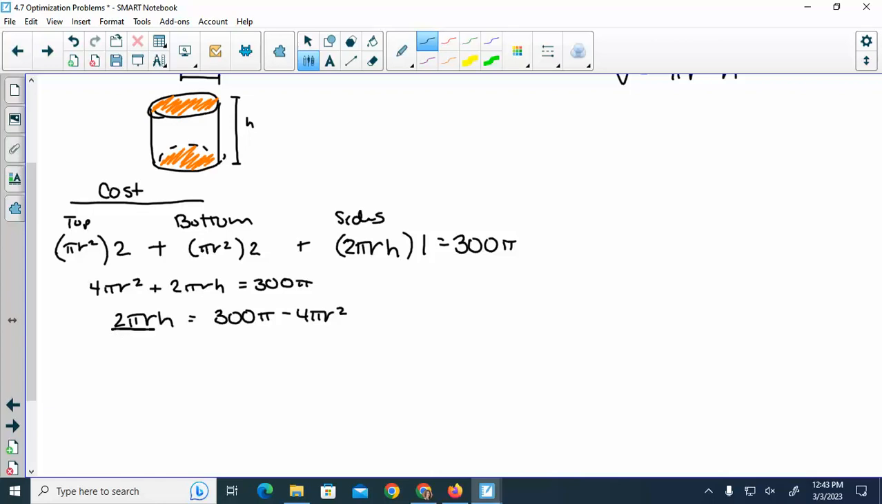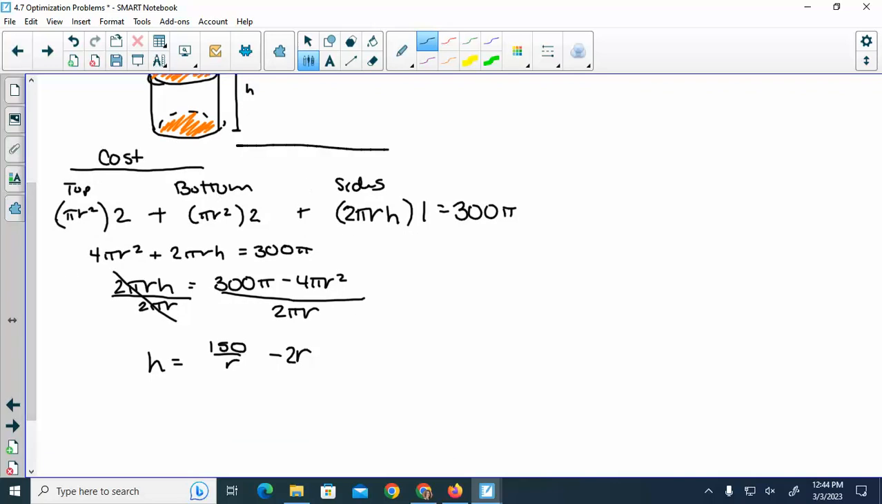All right, and then we divide by 2 pi r. So my h is, all right, can I just put each of these over 2 pi r? So this would be 300 pi over 2 pi r would be 150 over r. 4 pi r squared over 2 pi r is just r. Not r, 2r, sorry. Okay, now I have my height.